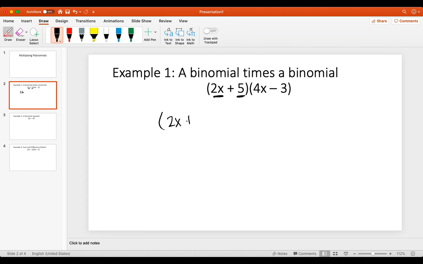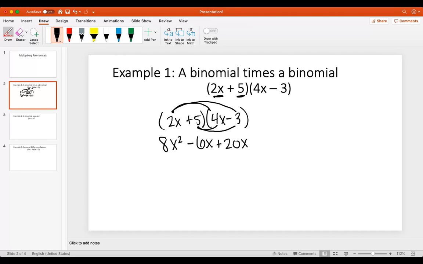When we do this, we take the first term from the first binomial and distribute it to every term in the next polynomial, in this case, the next binomial. So I'm going to take 2x times 4x, which gets me 8x to the second, and then 2x times a negative 3, which gets me negative 6x. Then my second term of 5, I distribute it to both terms in the second binomial. So 5 times 4x gets me a positive 20x. 5 times a negative 3 gets me negative 15.